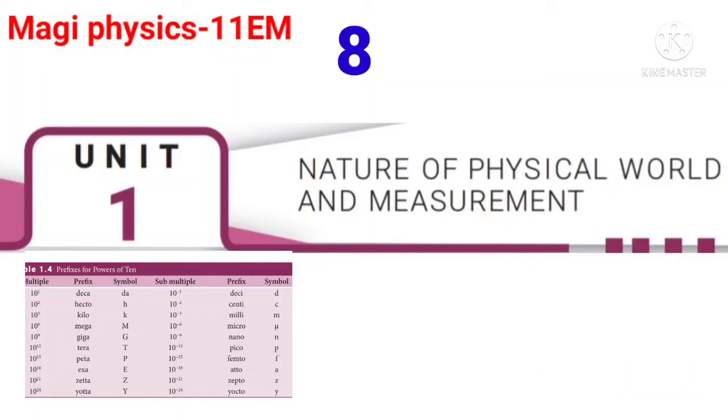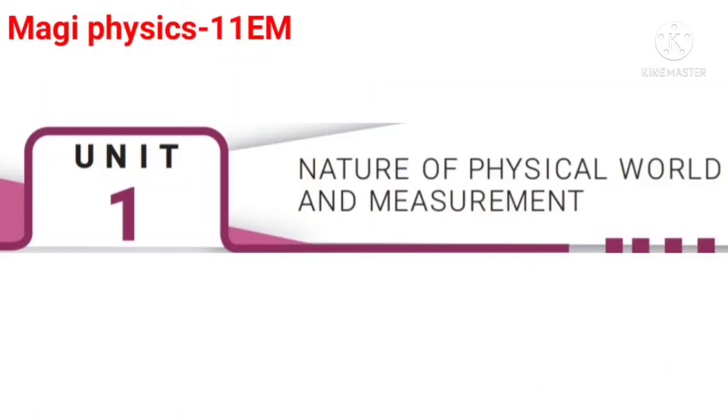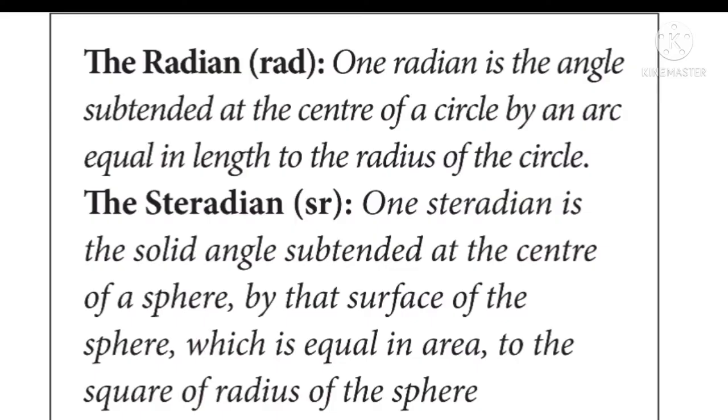Hello students, now we are going to discuss some important topics from the first lesson, Nature of Physical World. First, let us see what is radian and steradian. We already know that radian is the unit for plane angle and steradian is the unit for solid angle. Now let us discuss the definitions for radian and steradian.